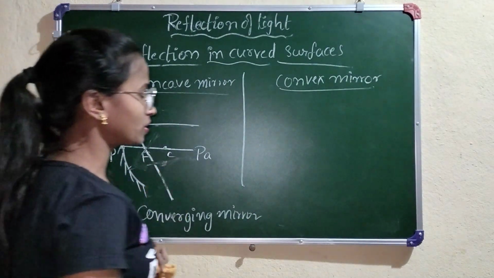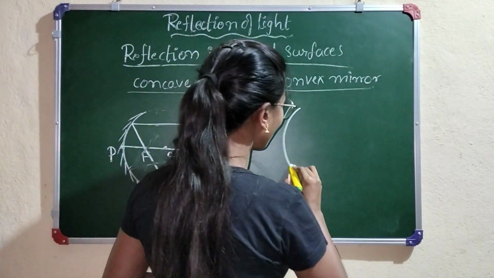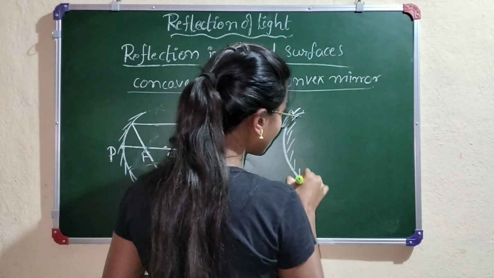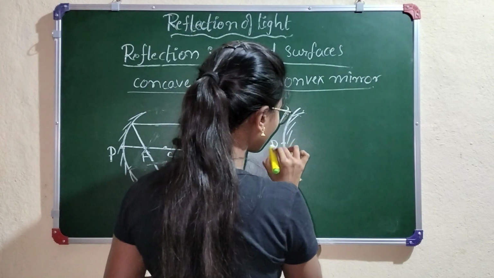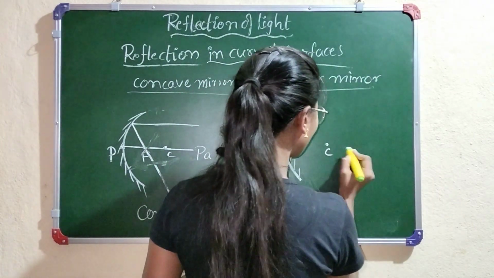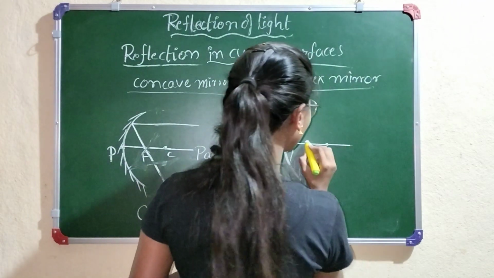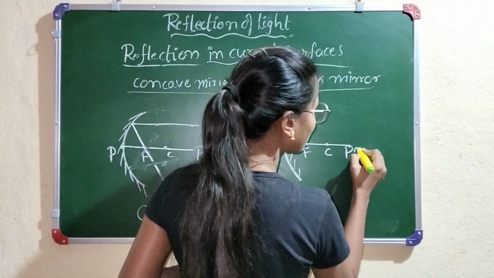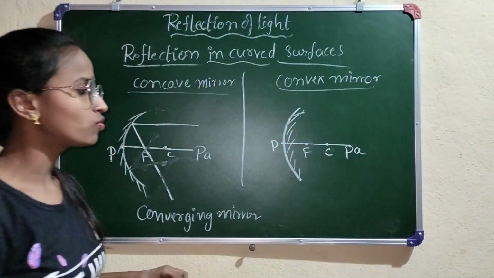Okay, and next one. In the same manner, if you are taking a convex mirror, we are coating the concave surface side. The middle point between these two is called the pole, and some center will be there for that circle, that is the center of curvature, and the adjoining line is the principal axis. The middle point between the center of curvature and the pole is called the focus.